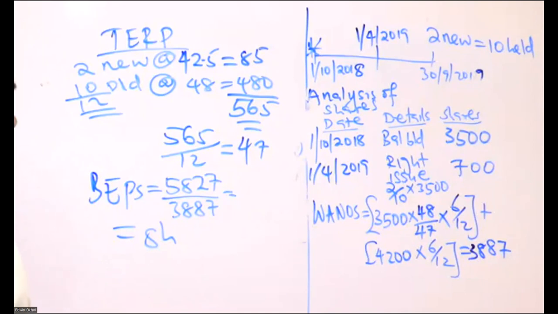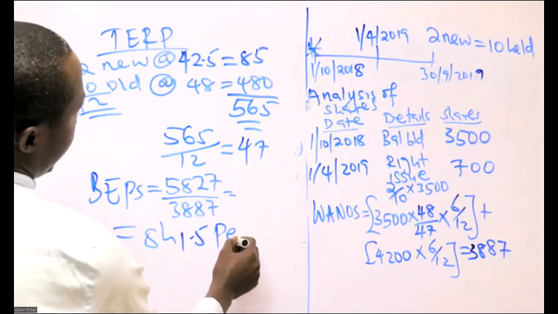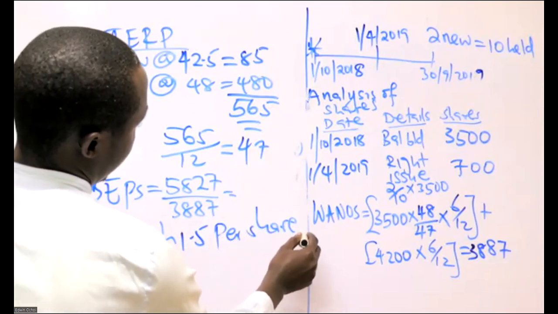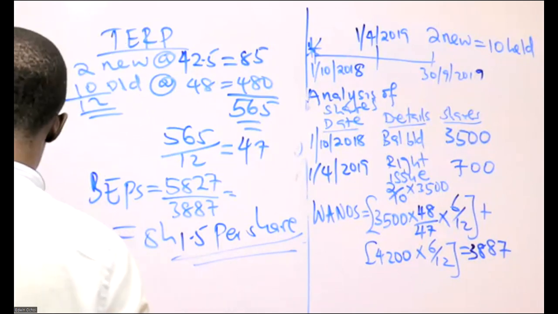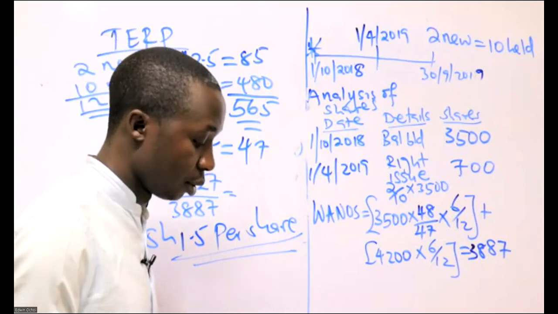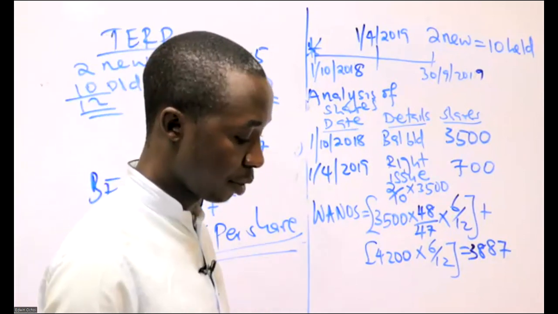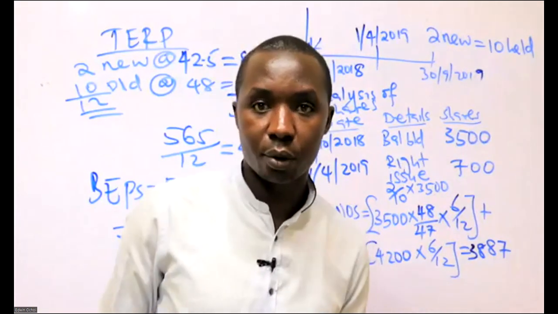Sorry. Is everybody getting 1.5? 1.5 per share. So that is the end of that question. There's no way we could have used note 4, the non-redeemable preference shares. They were not applicable anywhere for that question.